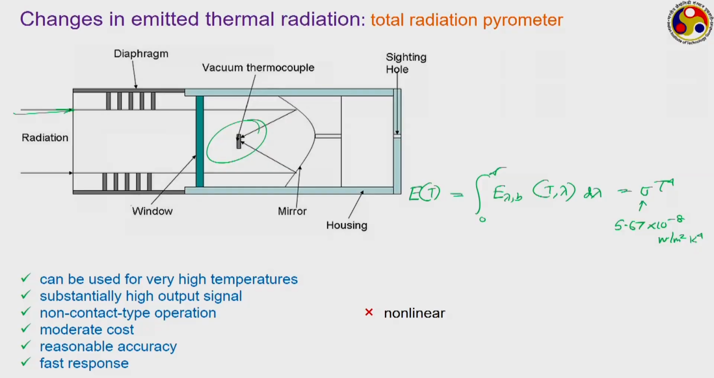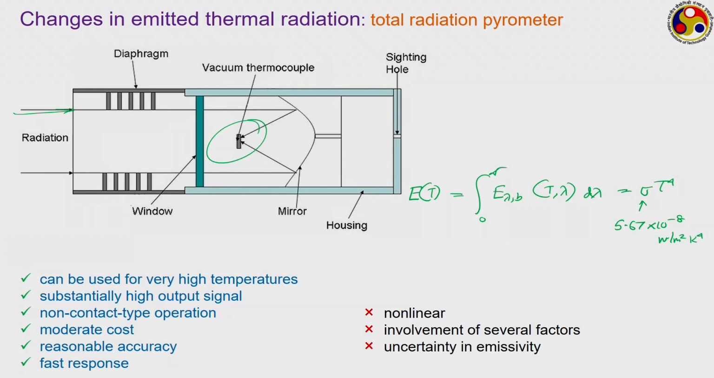Therefore, as the temperature changes, emissive power can change significantly, thereby providing a highly nonlinear response. There are several factors involved, as we have mentioned. Radiation from the surrounding sources can also affect the performance. Uncertainty in emissivity is a problem in any kind of pyrometer, and so is the presence of participating media. Again, all these are problems for any kind of radiation based pyrometer.